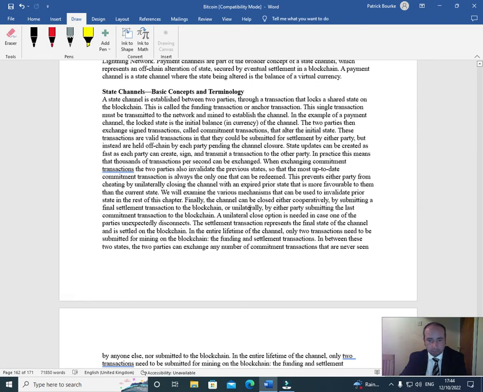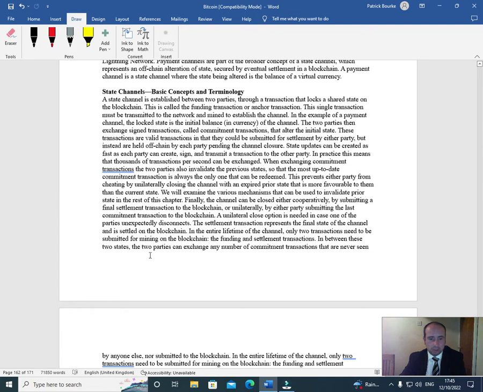Finally, the channel can be closed either cooperatively by submitting a final settlement transaction to the blockchain, or unilaterally by either party submitting the last commitment transaction to the blockchain. A unilateral close option is needed in case one of the parties unexpectedly disconnects. The settlement transaction represents the final state of the channel and is settled on the blockchain. In the entire lifetime of the channel, only two transactions need to be submitted for mining on the blockchain: the funding and the settlement transactions.